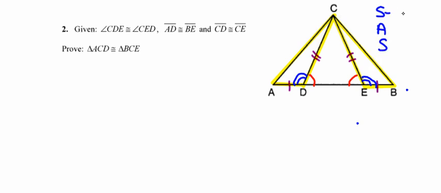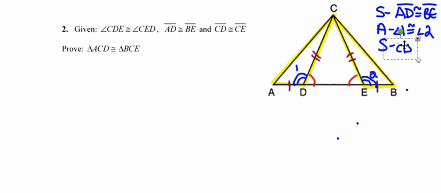So my first pair of sides are sides AD and BE. The angles, I'm going to name angles 1 and 2. If you want to name those with 3 letters, you're more than welcome. I prefer to name mine with numbers if they haven't already been assigned a name. And then my third pair of sides, segment CD and CE.